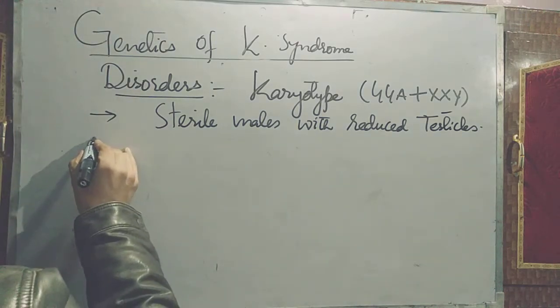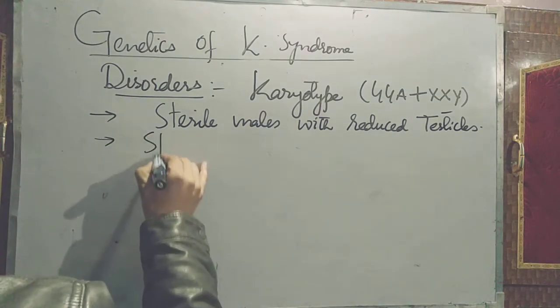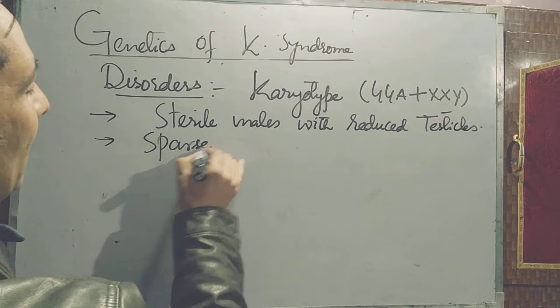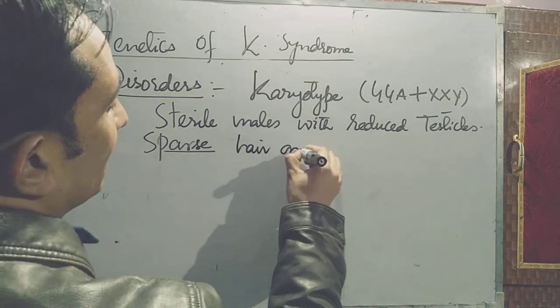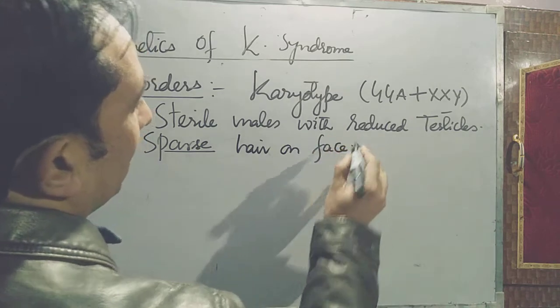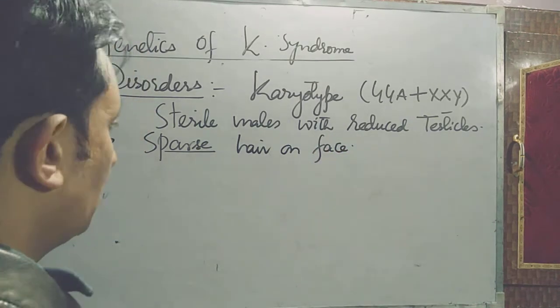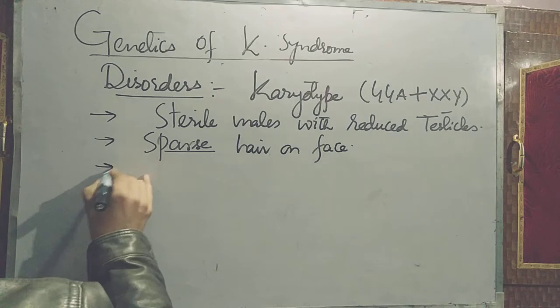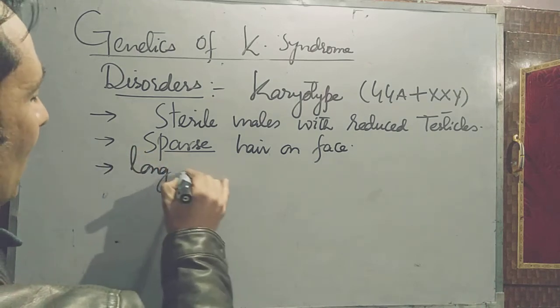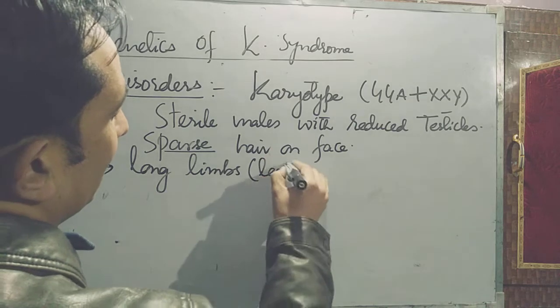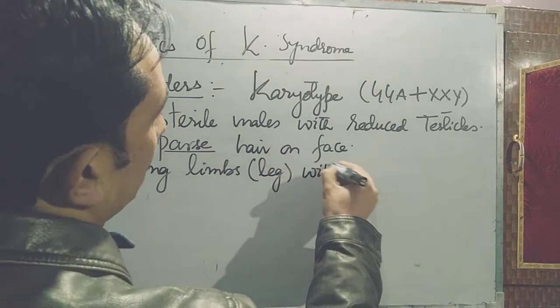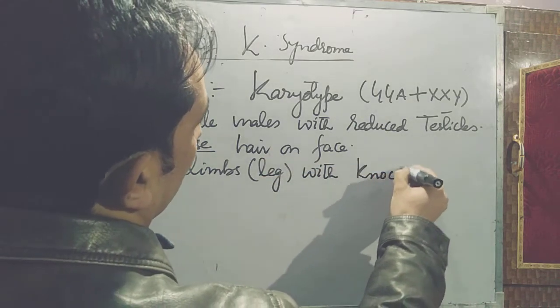Second thing is that they have sparse, meaning very less dense, hair on the face. The beard, you see, will be very thin in these individuals. And then they have long limbs, particularly legs, with abnormal knees, which we call knock knees.